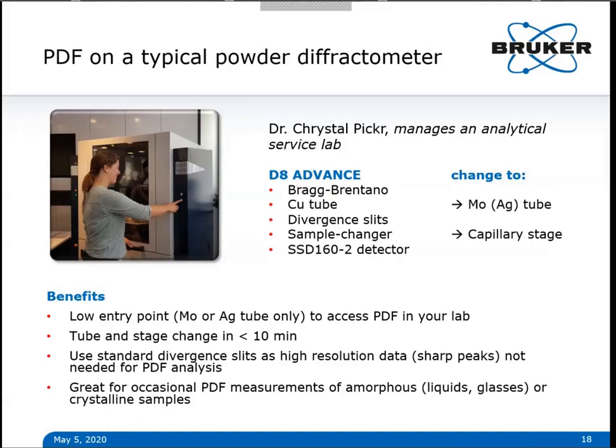The same divergence slit and solar slits that are used for reflection measurements can be used, and also the Linksci family of detectors, such as the SSD-162. They are perfectly suited to measure everything from soft energies to hard energies. So really, it doesn't actually take that much to expand the capabilities of this diffractometer to do PDF analysis.